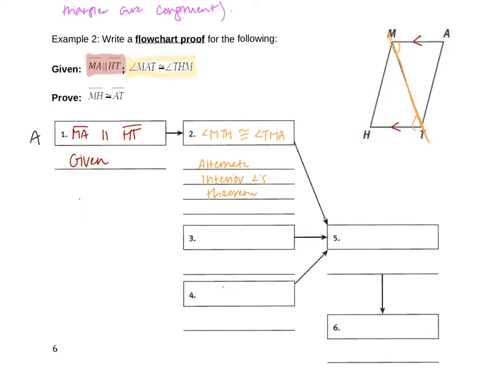So looking at our given, it's a little bit different from the one that we have above. It's angle MAT, this angle, is congruent to angle THM, that angle. So let's go ahead and write that down. Angle MAT is congruent to angle TMH, and we can say that is our given piece of information. Looking good, and we automatically know that that's an angle as well.